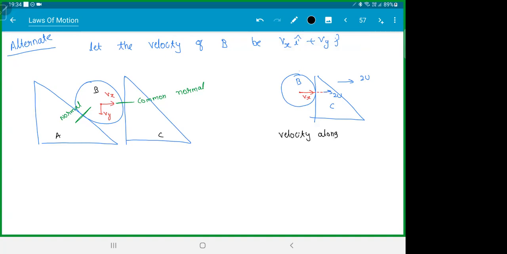Velocity along normal must be same. So Vx is equal to 2u. Make sense?